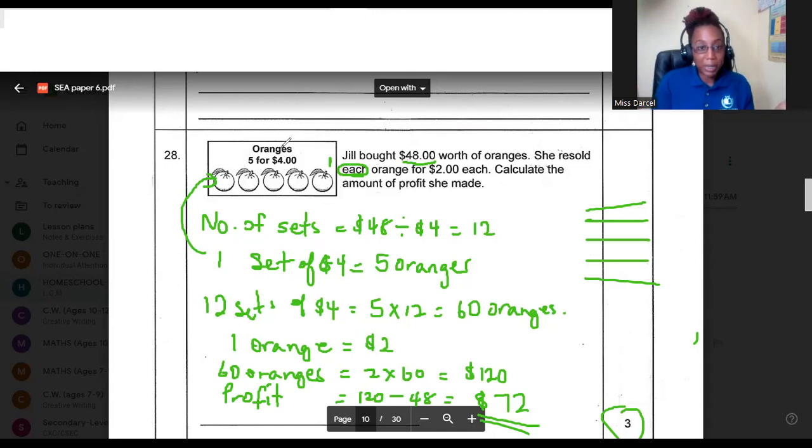Then she broke open the bags and in total she had 60 oranges. She took each of those oranges and sold each of them for $2 each. So she sold all her 60 oranges for $120. Therefore she was able to make $72, more than double profit on her oranges. Very smart businesswoman. Take some notes from Jill. All right, on to the next question.